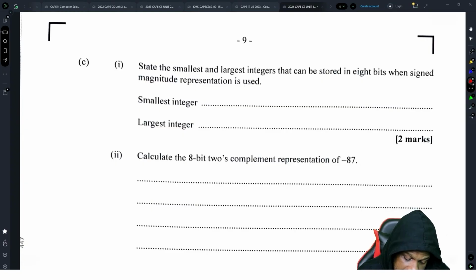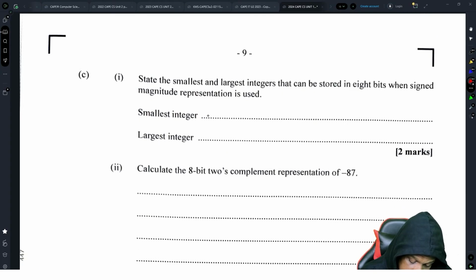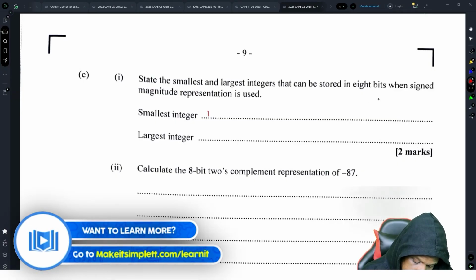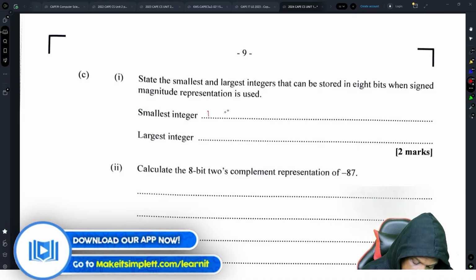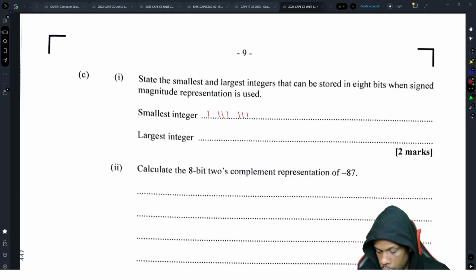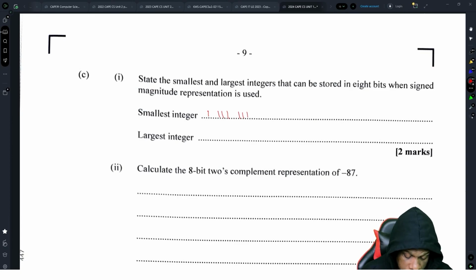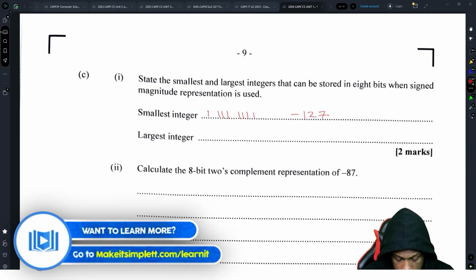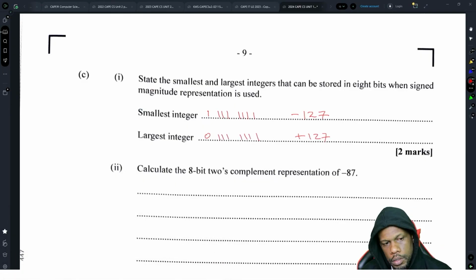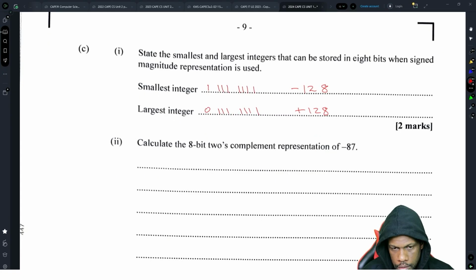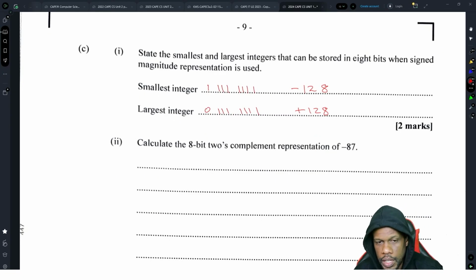Next up is part C. State the smallest and largest integers that can be stored in 8 bits when signed magnitude representation is used. With signed magnitude, you start with the sign bit. The smallest integer will be negative, so 1 is the negative sign, and then you have 1, 1, 1, 1, 1, 1, 1. Converting: 1, 2, 4, 8, 16, 32, 64. That's 127, so negative 127. And then 0 followed by seven 1s will be positive 127. Yes, 127, my bad. I had a brain freeze there.